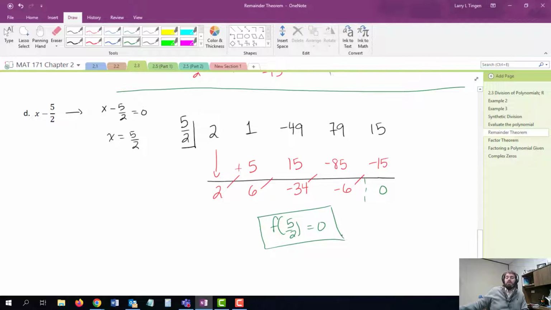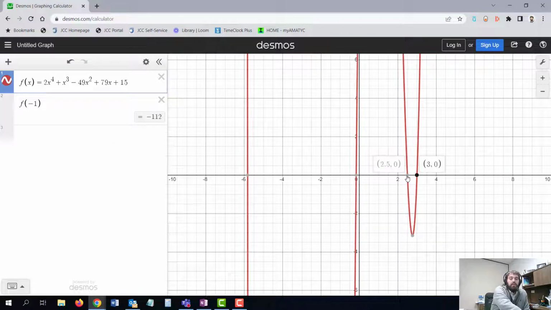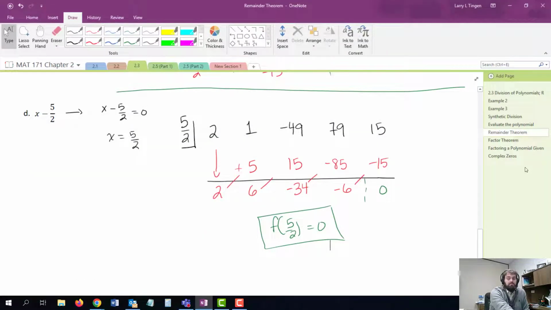And again, what does that mean for my graph? That means that there's an x-intercept. When I plug in 5 halves for x, I get y is 0. The only place where y is 0 is on the x-axis. So there's another root, or there's another 0. All right, so remainder theorem done.